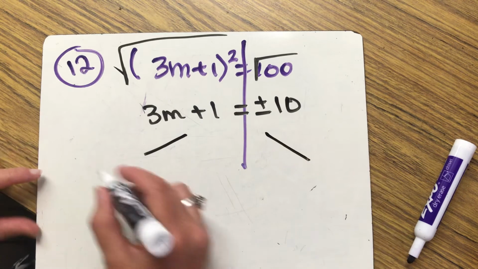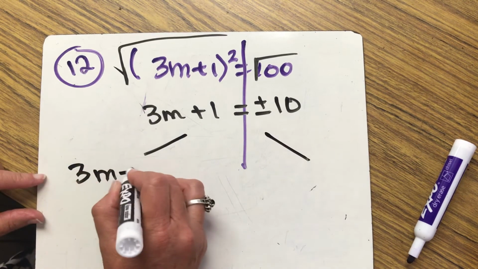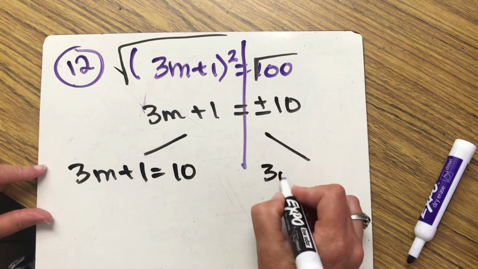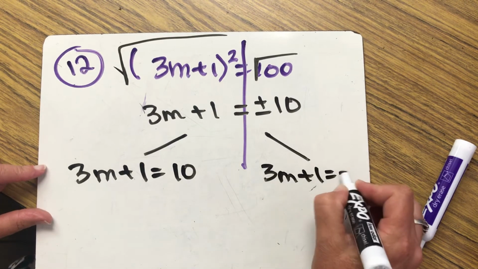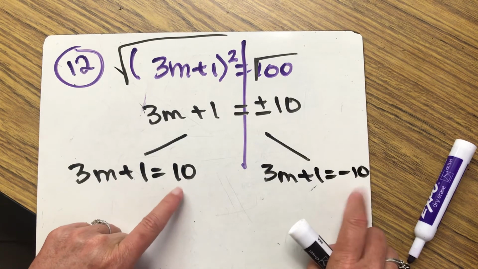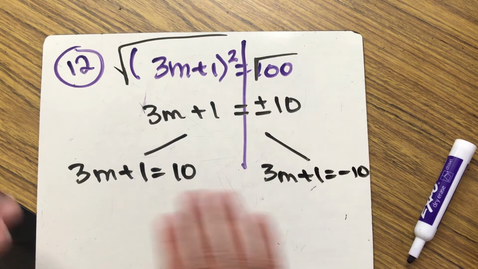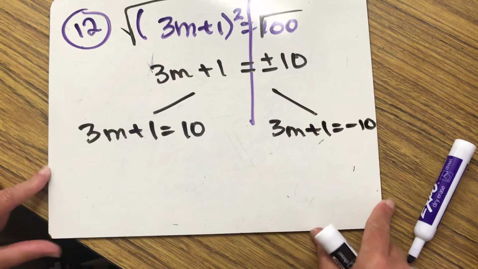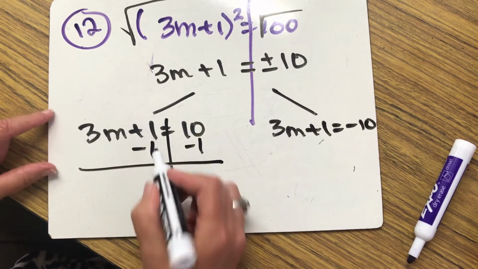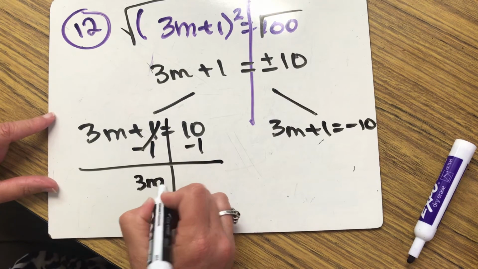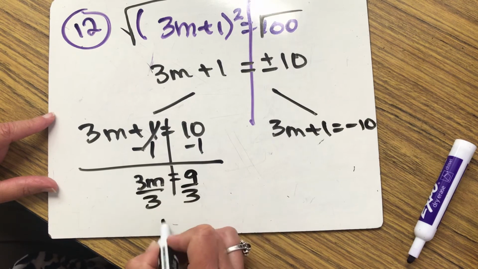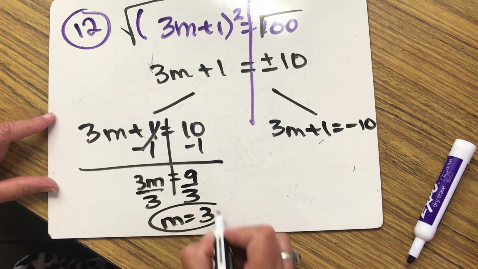Now this is where we split it. 3m plus 1 equals positive 10. 3m plus 1 equals negative 10. Notice it's just the last number that changed. The 3m plus 1 hasn't changed at all. And now we need to solve. Do the opposite of plus 1, which is minus 1. We have 3m equals 9. Divide, divide, and m equals 3.